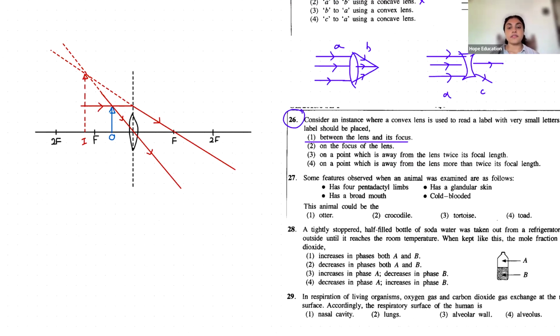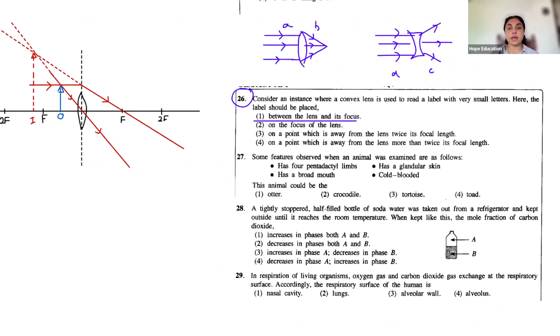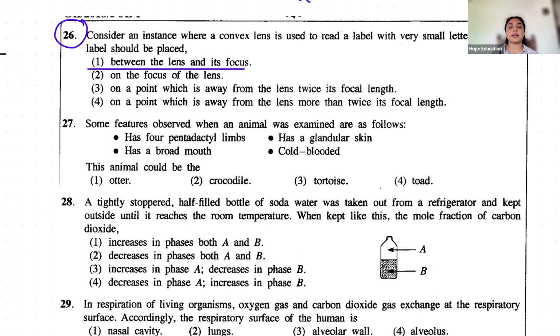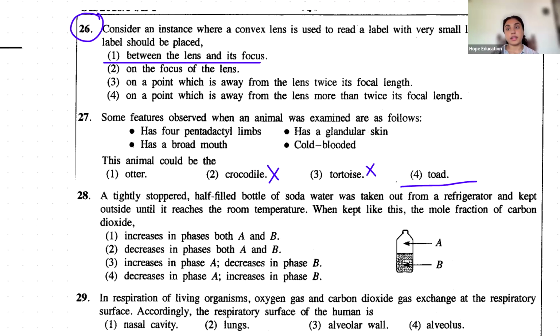Okay. Some features observed when an animal was examined are as follows: four pentadactyl limbs, glandular skin, a broad mouth and cold-blooded. That's easy. What is it? Toad. With glandular skin it can't be a crocodile or a tortoise, because they are reptiles. An otter is a mammal, so it is warm-blooded, not cold-blooded, right?